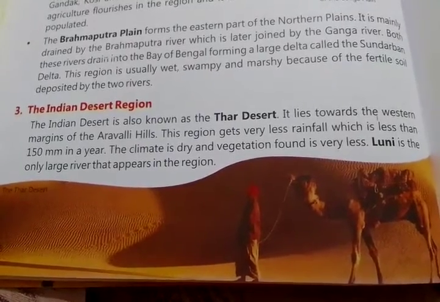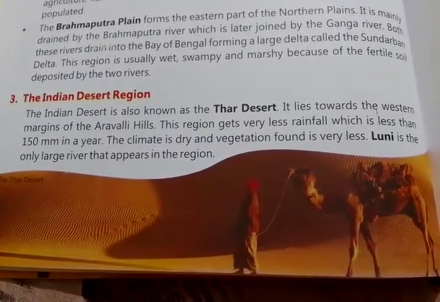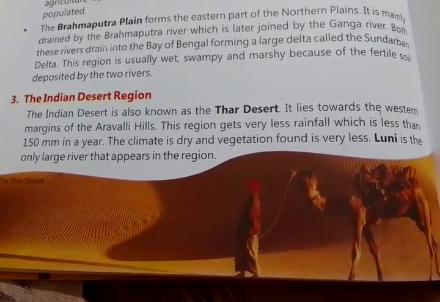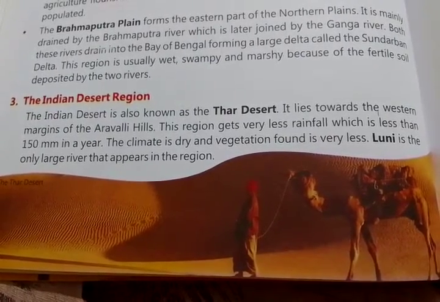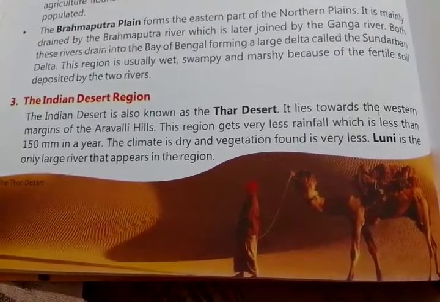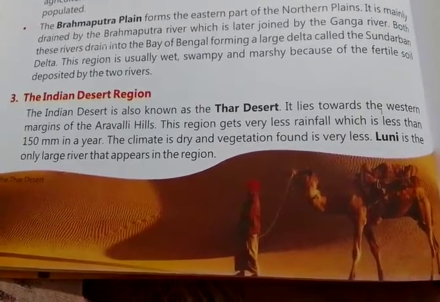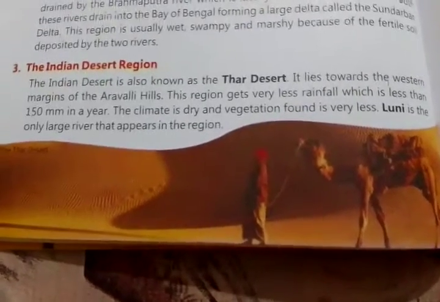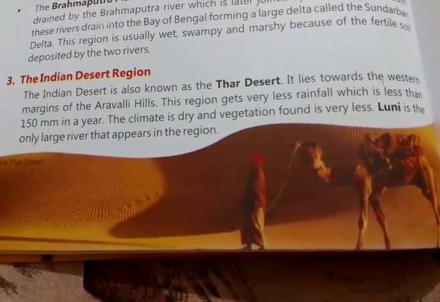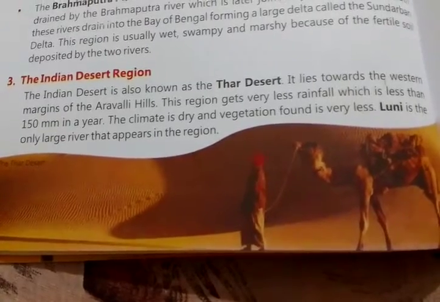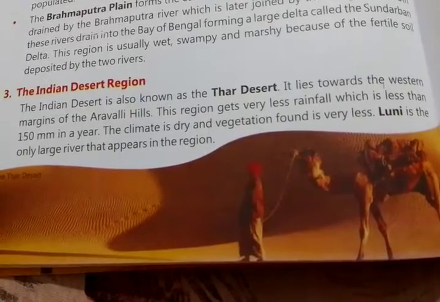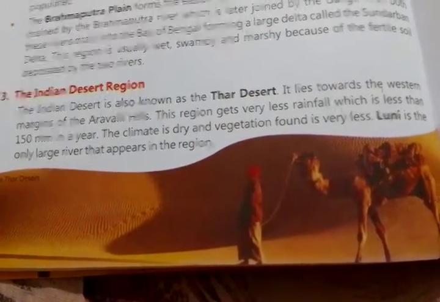As it is a desert region, this region gets very little rainfall, which is less than 150 millimeters in a year. Always remember, annually less than 150 millimeters. So the rainfall is very scanty here. I hope you can understand.